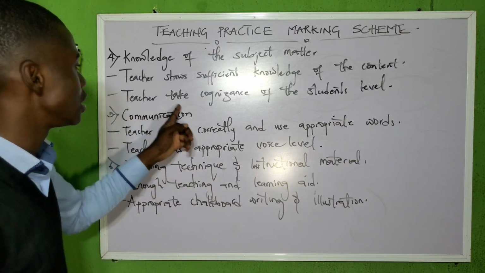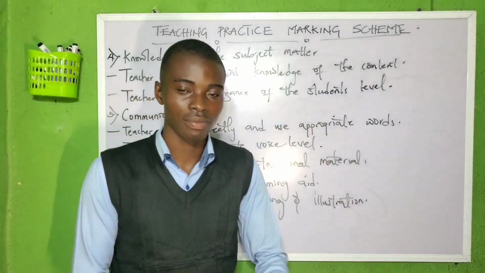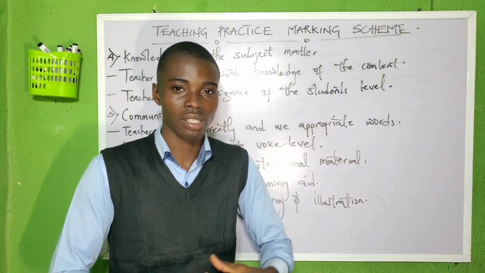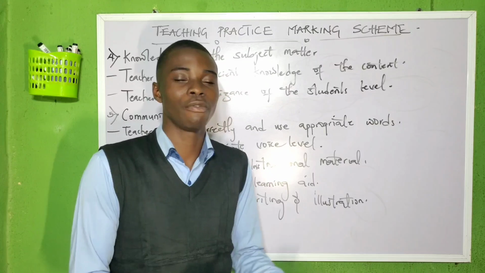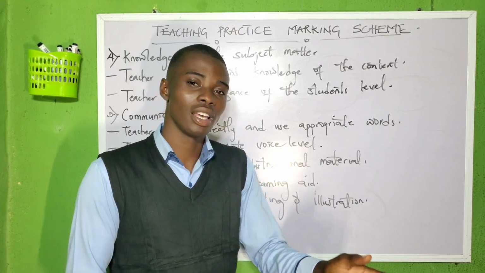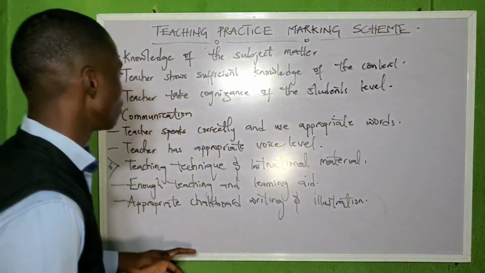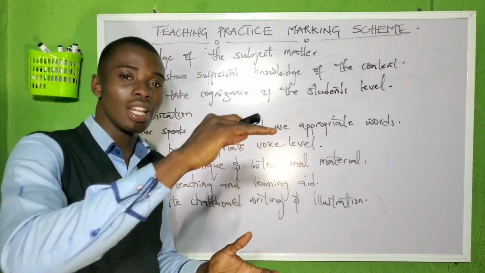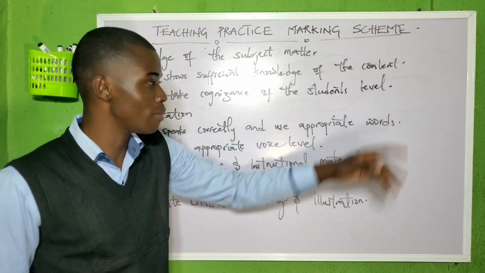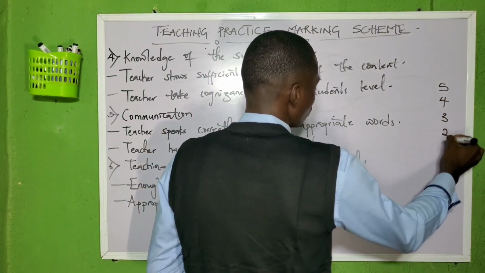Then the next thing is to take cognizance of the student level. What you are dishing out to the students, are they matured enough to assimilate? You are teaching calculus in primary 1, can they assimilate? You are teaching the first 20 elements in kindergarten, will they assimilate? Those are some of the things you should ask yourself. Because if you are teaching something that is above the student level, the lecturer will not award the mark. Remember, it is 5, 4, 3, 2, 1.